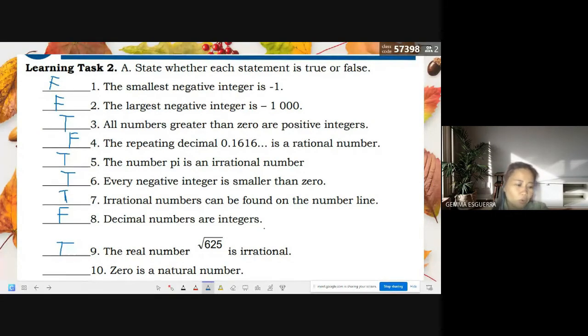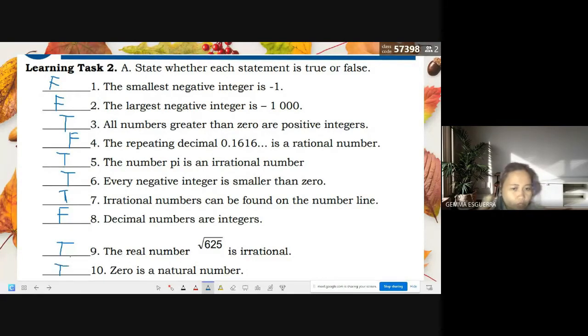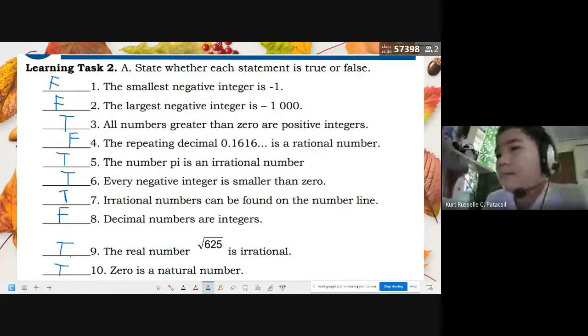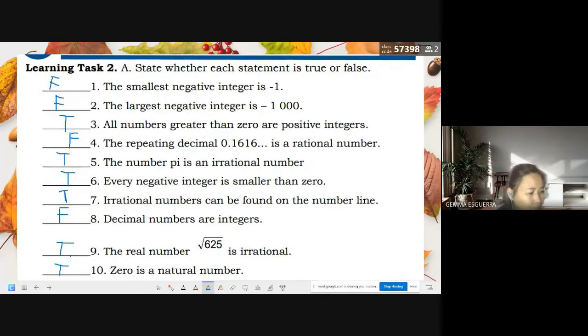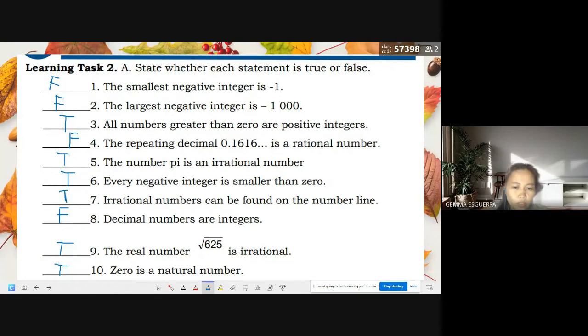Next, 0 is a natural number. Ang 0 po ba ay natural number? Yes po. Okay. So, can we proceed? Ma'am, number 9 po, false. That's true, anak. Kasi square root of, tama. False nga, baliktad pala. Thank you. Kasi ano nga pala yan, rational number.